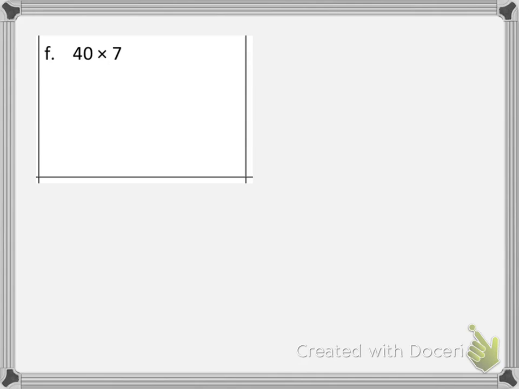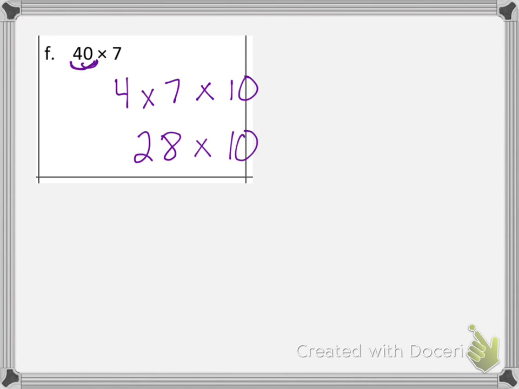Okay, this next one is 40 times 7. So how we can break this down, we can say 4 times 7 times 10, because this represents the 10. So 4 tens was really 40. So 4 times 7 is 28, and you're multiplying that by that 10, and you're going to get 280.